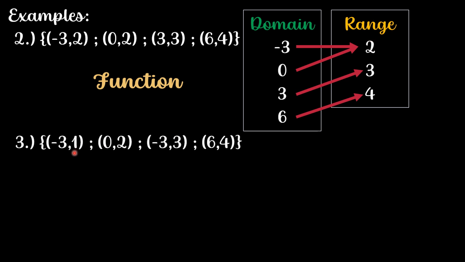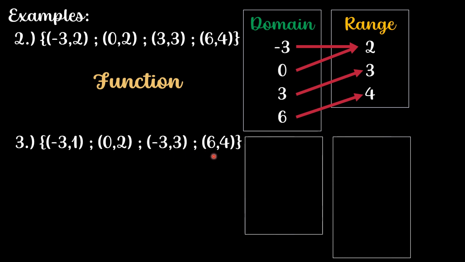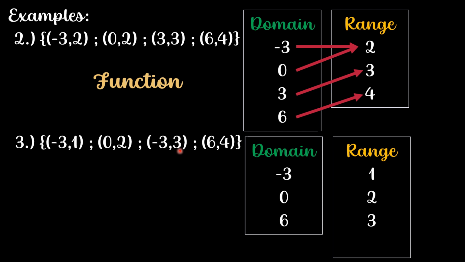Now let's have another example. We have here the relation negative 3 and 1, 0 and 2, negative 3 and 3, 6 and 4. Now let's separate the domain and range. Our domain here is negative 3, 0, negative 3 again. So, dili na siya kinahanglan isulat utro na siya. And last is positive 6. Our range is 1, 2, 3, and 4.